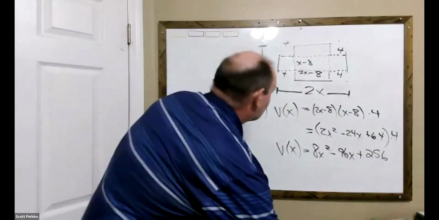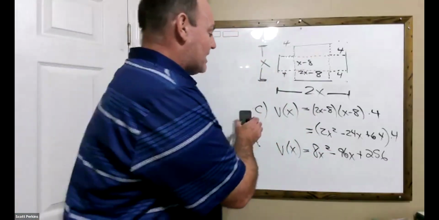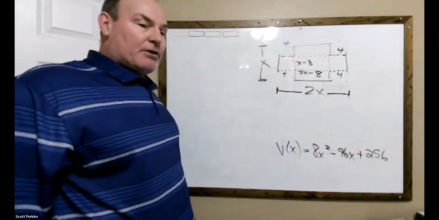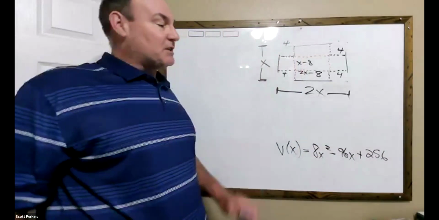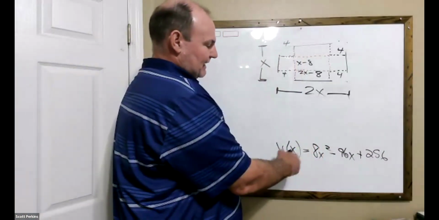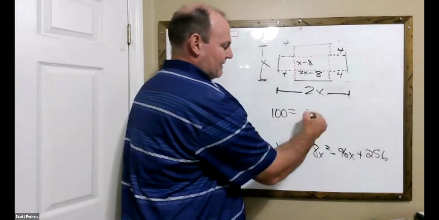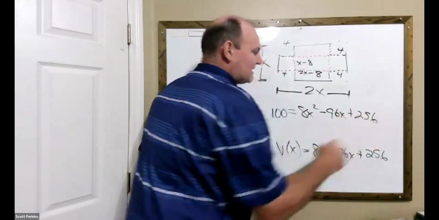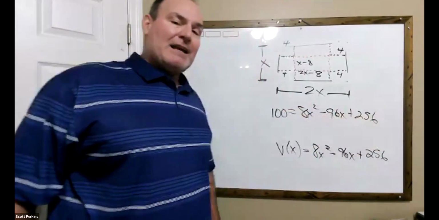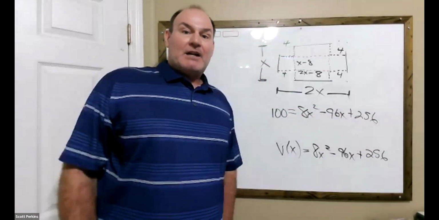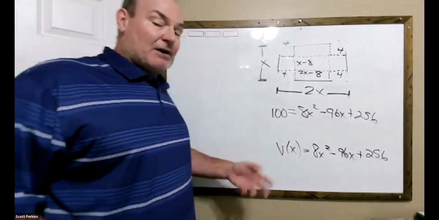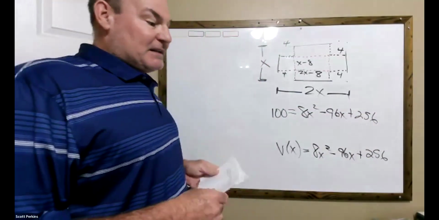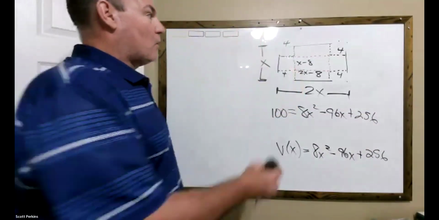The last part to this problem is very similar to the previous problem. It says, what value of x would produce a box that has a 100 cubic inch volume? I'm just going to set this up. I'm going to let the volume be 100 because that's what I'm interested in: 8x squared minus 96x plus 256. You'll subtract 100 from both sides, and again, use the quadratic formula. Use your calculator, give an approximation, follow any instructions in MyMathLab as to how many decimal places, and all will go well with you.